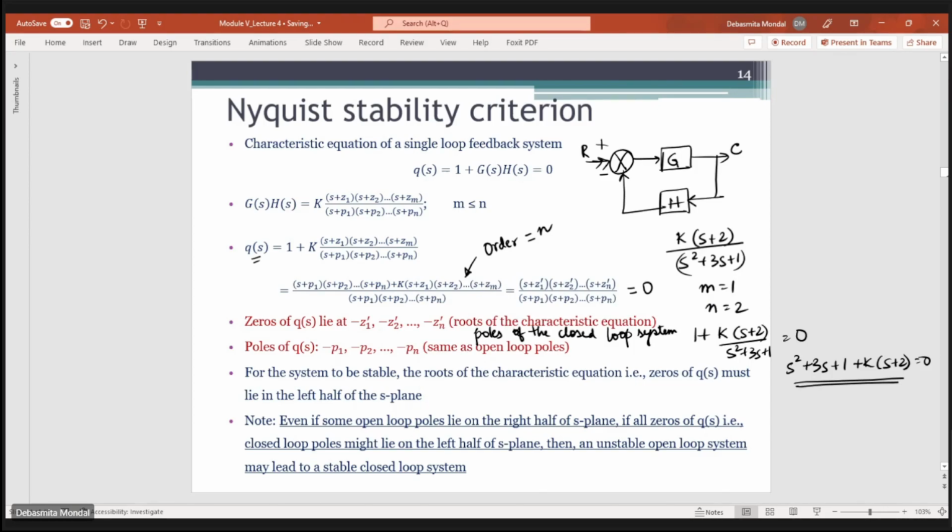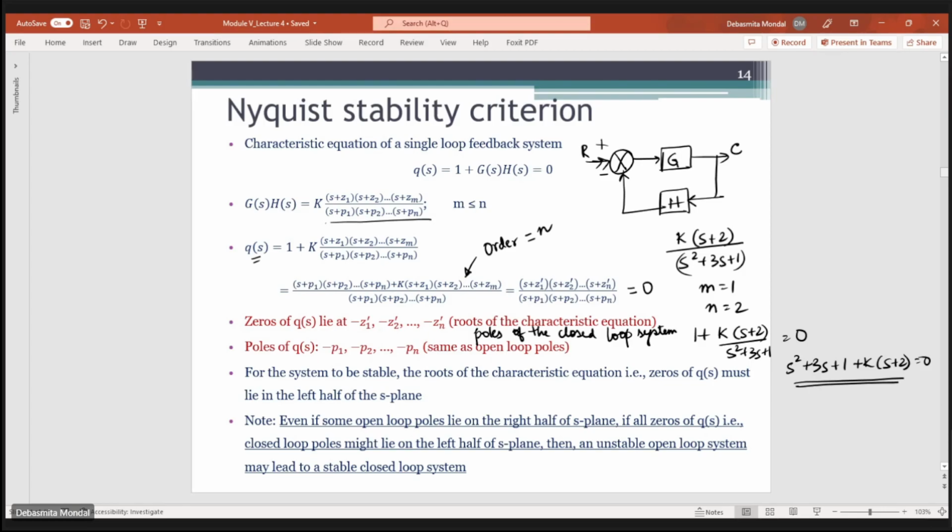And if you observe the poles of this Qs, they are nothing but the poles of the open loop transfer function. See here, the denominator polynomial remains the same for both GsHs as well as Qs. So you can say the poles of Qs lie at minus P1, minus P2 till minus Pn, and they are the same as the open loop poles. So from this characteristic equation, you can find out the roots of the characteristic equation, or rather you can get information about where the poles of the closed loop system will be located and where the poles of the open loop system are located.